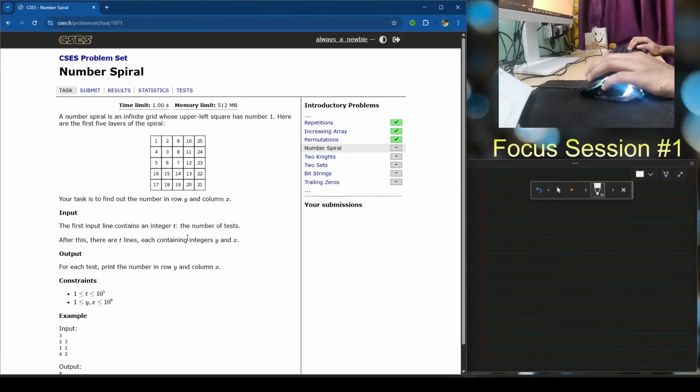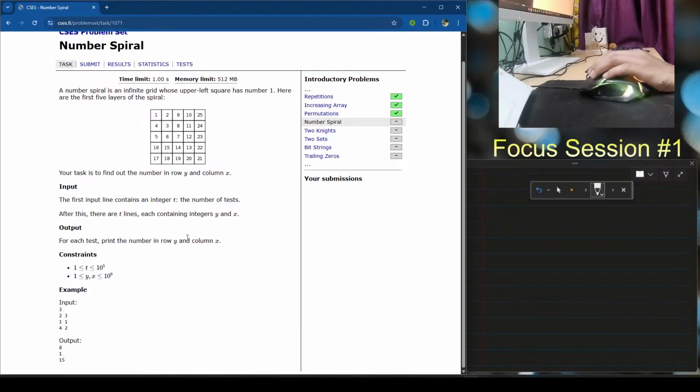Let's move to the next problem. A number spiral is an infinite grid whose upper left square has number 1. Here are the 5 layers of the spiral. Your task is to find the number in row Y and column X. I have three test cases, and for every row and column, I need to output the value.